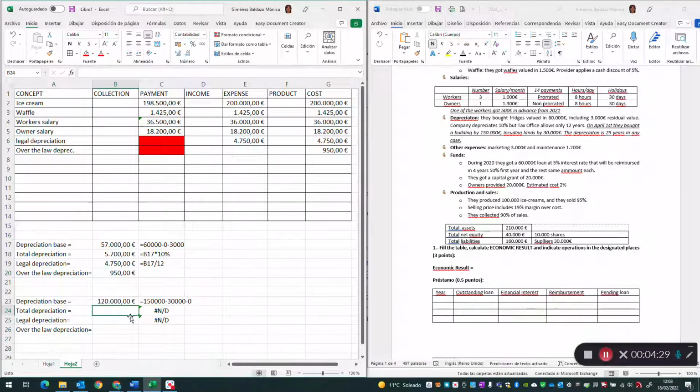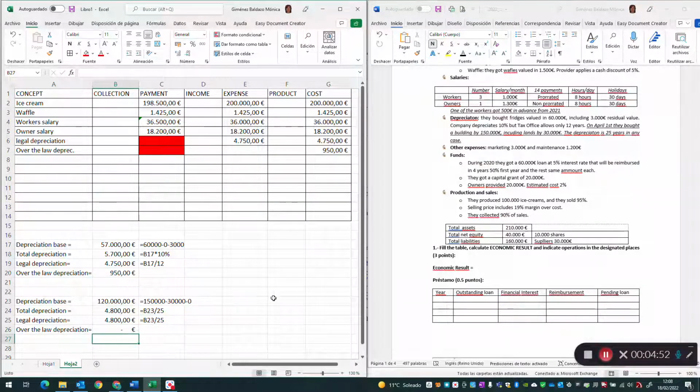And now it says the depreciation is 25 years in any case. This means that the company and the tax office agree that this is going to be depreciated in 25 years. So we just divide by 25. We do the same, depreciation base divided by 25, for the legal depreciation. And in this case, since they agree, over the law depreciation is going to be 0.